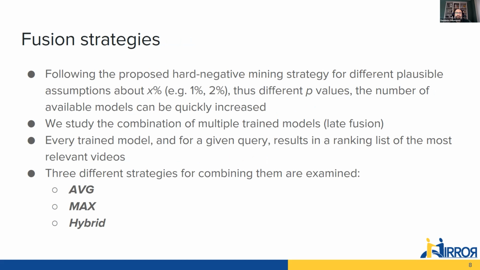The combination of multiple models is known to boost performance. So following the proposed hard negative mining strategy, for different plausible assumptions about X, for example, 1 or 2%, due to different P values, the number of available models can be quickly increased. So we study a combination of multiple trained models in a late fusion scheme. For a given query, every trained model results in a ranking list of the most relevant videos. So we examine 3 different strategies for combining these ranking lists, which are the average, the max, and the hybrid one.